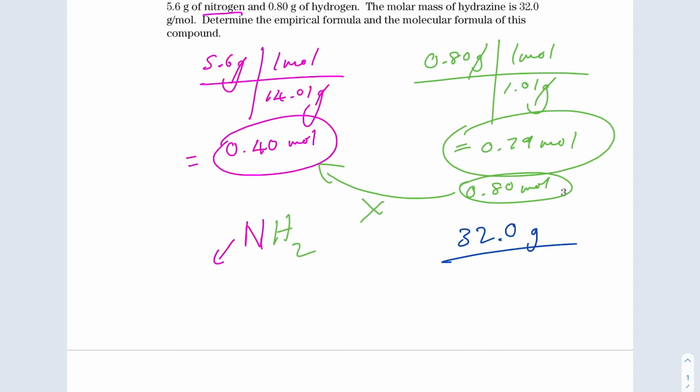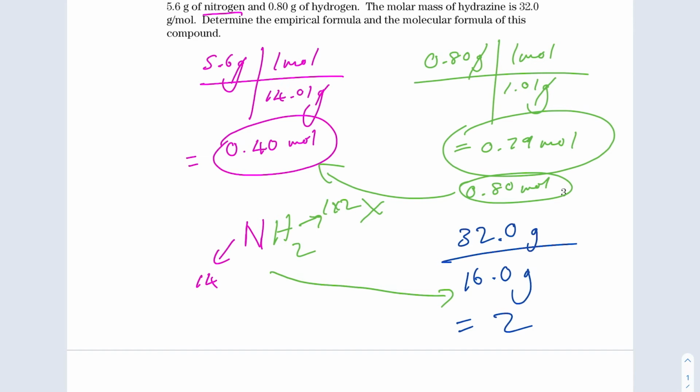So we already know nitrogen is 14, hydrogen is basically 1. I'm going to do a bit of rounding here. It's going to be 1, but there's 2 of them. So we can see the total mass of NH2 is going to be 16. So 32 over 16 grams is going to give us 2.